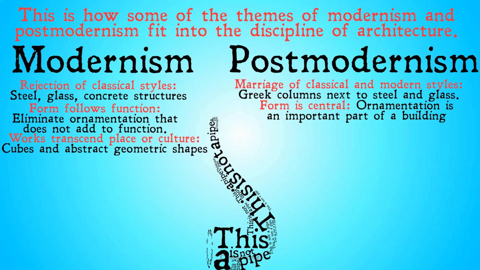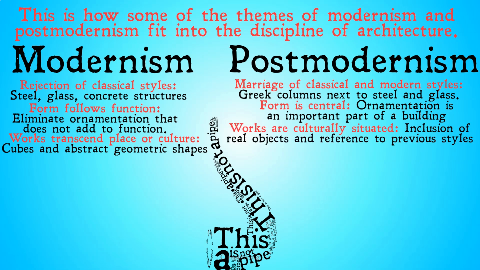For the modernist, works transcend place or culture. You'll see cubes, you'll see abstract geometric shapes that, according to the modernist, are completely divorced from any individual culture, any individual ideas, but are actually the rational way to use a particular material based on principles of logic and mathematics and physics. Whereas for the postmodernist, all works are necessarily culturally situated, including those cubes that the modernists were making. An inclusion of real objects and reference to previous styles is an important part of architecture, and postmodernist architecture often references and makes connections to those previous works explicitly.